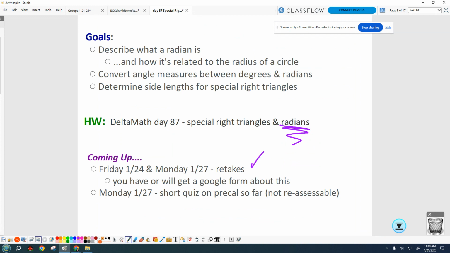Retakes are Friday and or Monday, depending on what you signed up for. You need to sign up in advance. You can't come in and say, I changed my mind, I wanna redo this quiz that I haven't even looked at, and just roll the dice and hopefully do better. No, you need to sign up by the end of school today, okay? If you don't sign up, you do not take a retake.